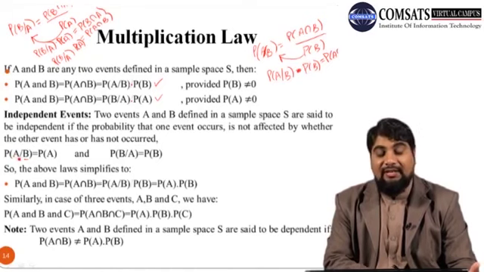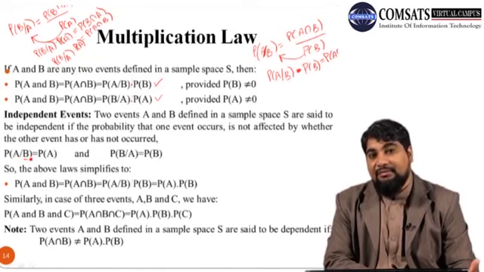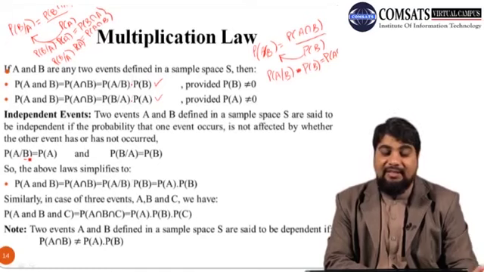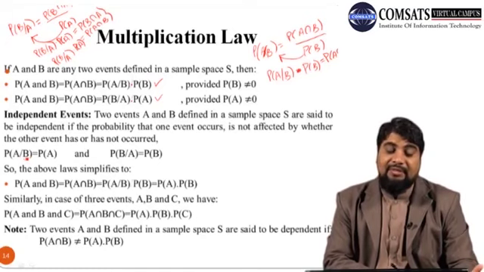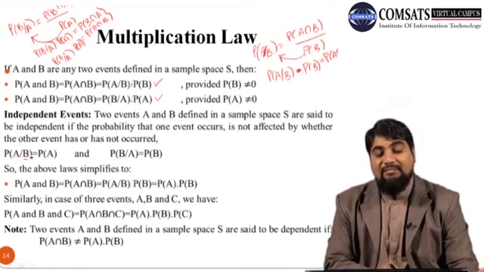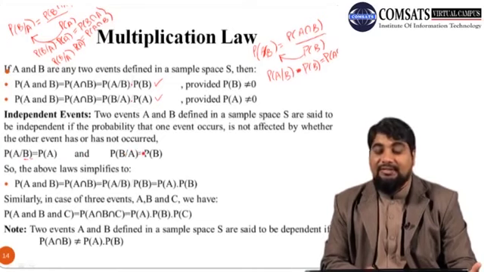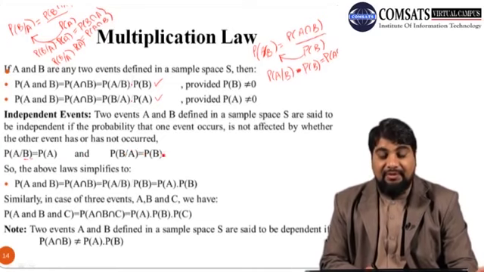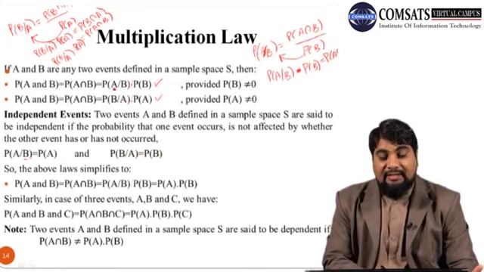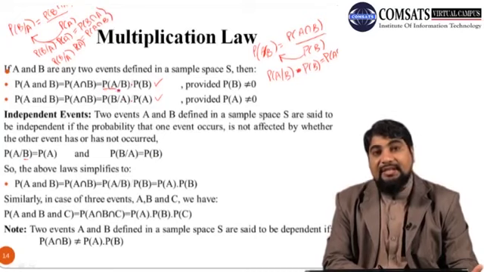So P of A given B: whether information about B is given or not given will make no impact. So P of A given B is P of A, and similarly P of B given A is P of B. So in this law, just replace P of A given B by P of A.